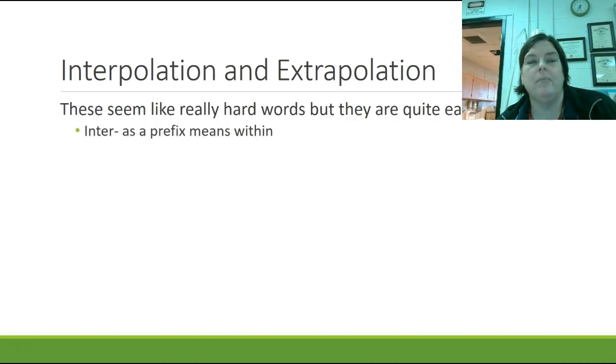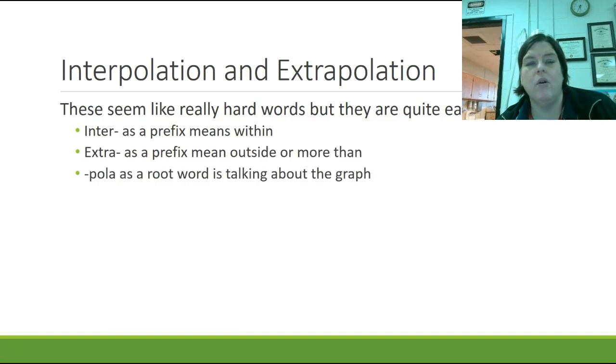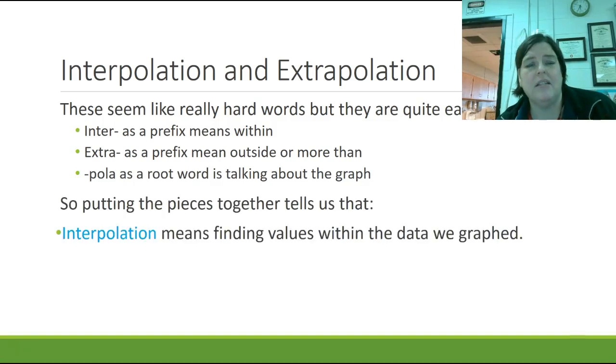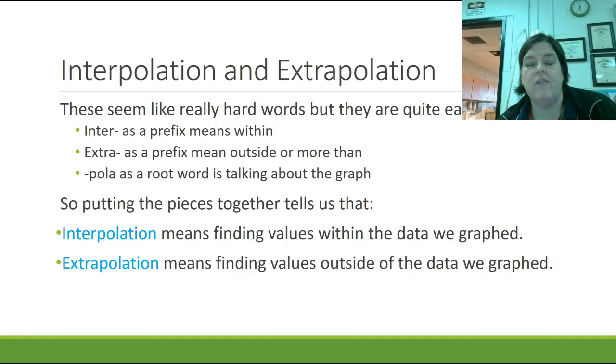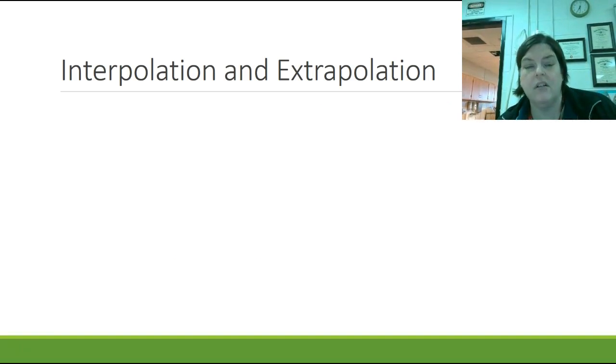So they're really simple. Inter as a prefix means within, extra means outside or more than, and pola is the root word talking about the graph. So if we got pola, we got a graph going on. So putting the pieces together, interpolation means finding values within the data we graphed, inside of it. Extrapolation means finding data values outside the data that we actually physically graphed.